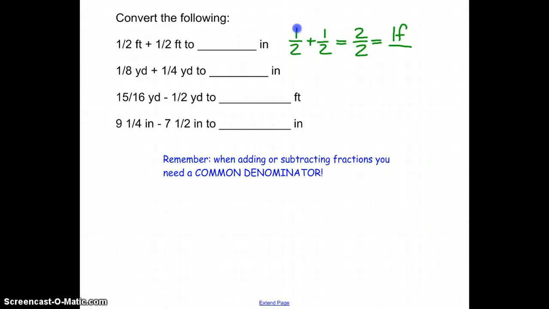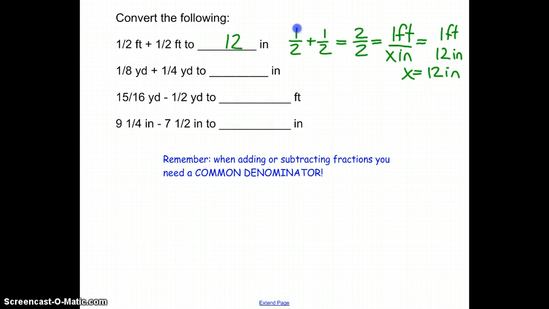So 1 foot is x inches, and we can set that equal to, we know that there's 12 inches in 1 foot, and cross multiply to get x equals 12 inches. So 12 would go in there.